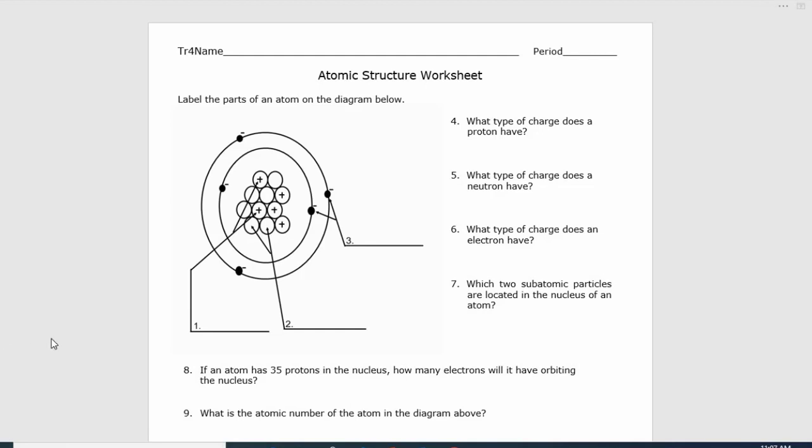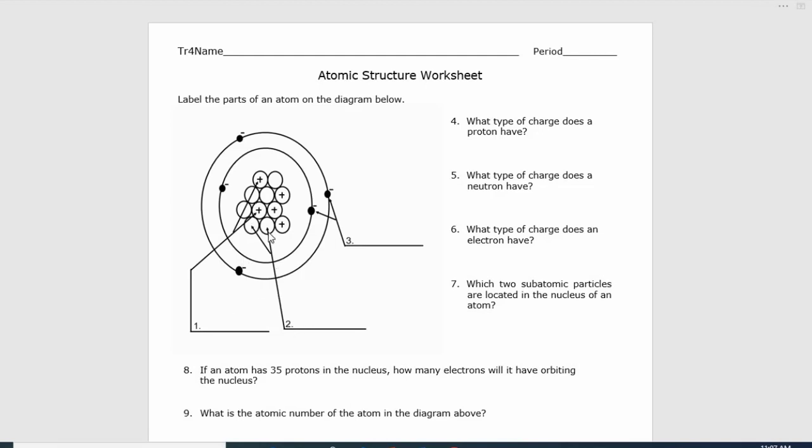As you can see here, this is a diagram for the atom and it represents most of the particles inside it. And number 1 is referring to the positive charges which are located inside the nucleus. So these are the protons. Excellent. So number 1 will be protons.